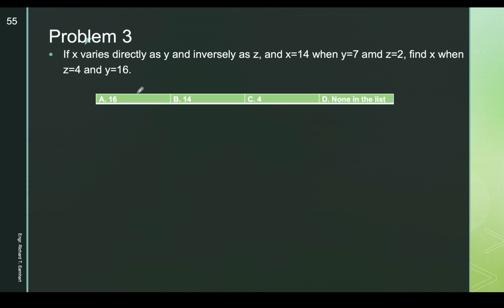If x varies directly as y and inversely as z, the value of x is 14 when y is 7 and z equals 2. Find x when z equals 4 and y equals 16.